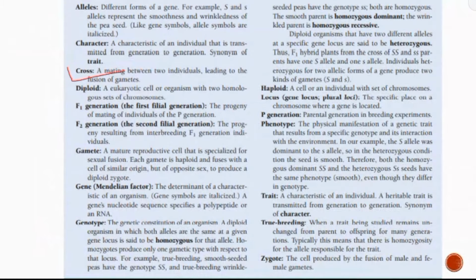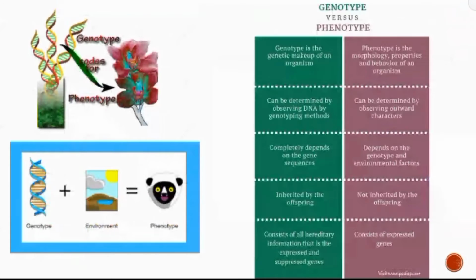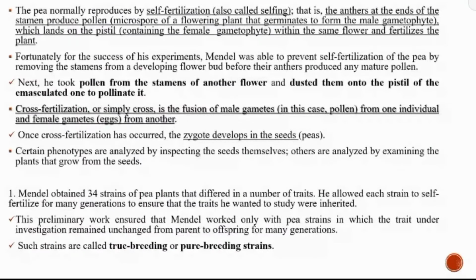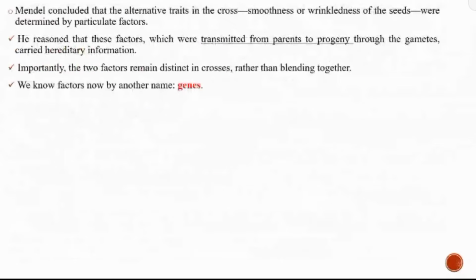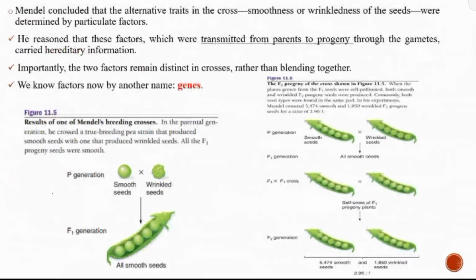Understood about cross? Cross means what? It is the crossing of the parental generation, that is, true breeding parents, to produce a first filial generation, that is the F1 generation.